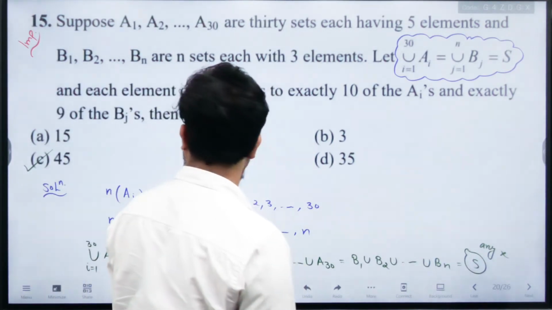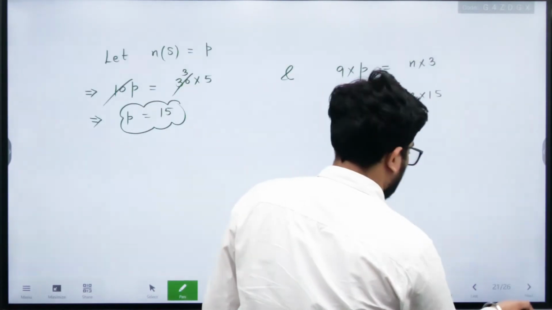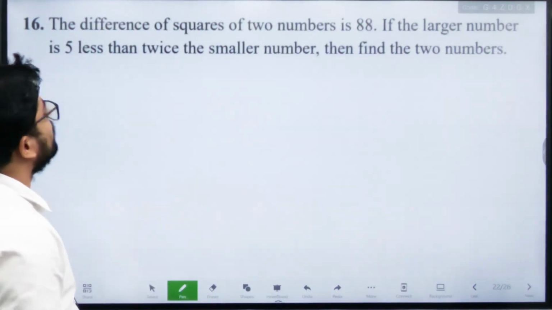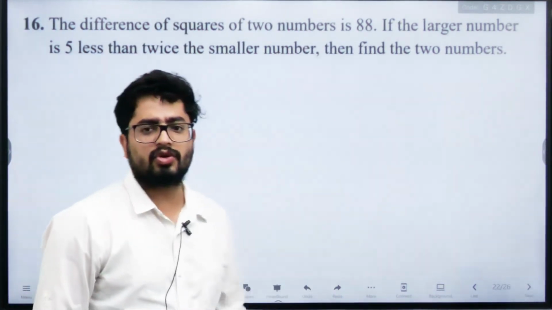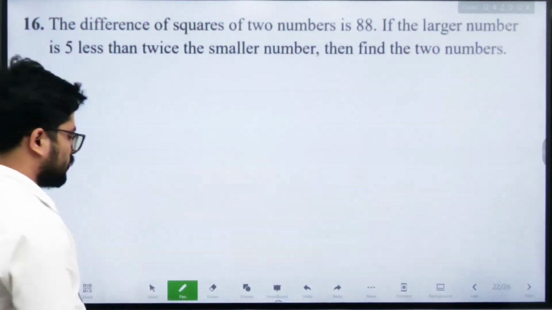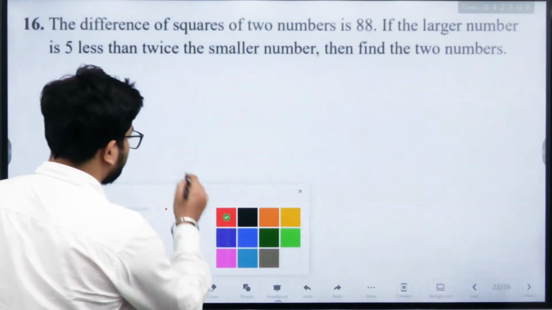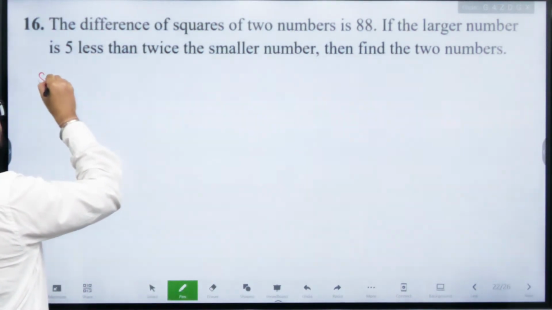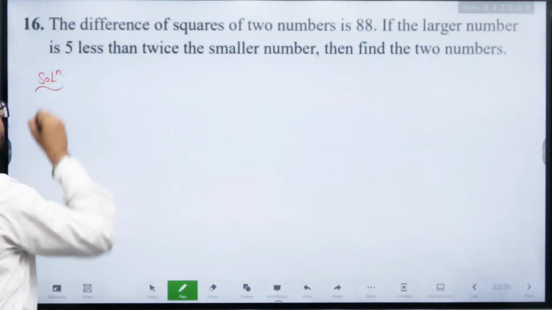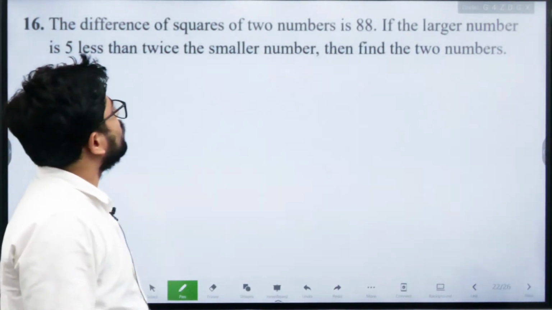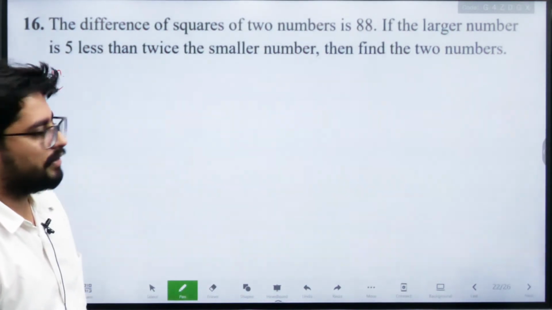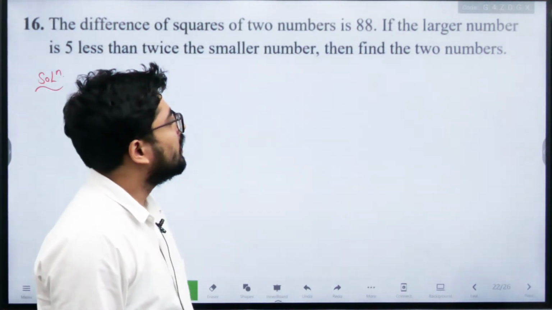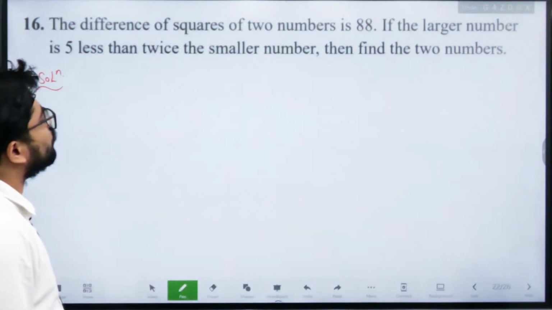Now the next question. The next question is from your revision portion, so let's do this one. The difference of squares of two numbers is 88. You have two numbers and the difference of their squares is 88. If the larger number is 5 less than twice the smaller number.